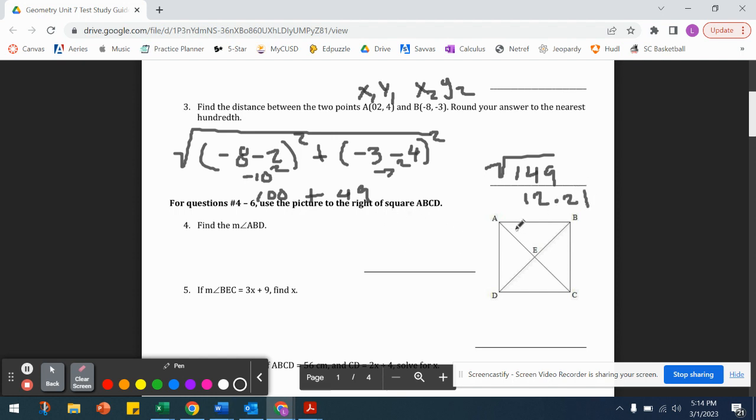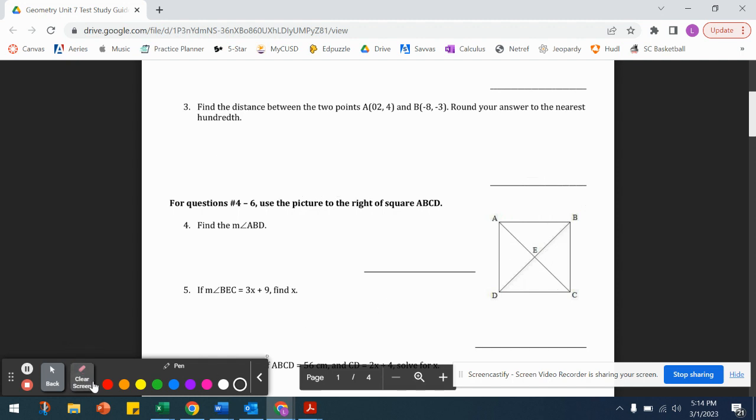Next one says a square. The thing you got to know about a square is a square has all right angles. And so these are all right angles. When it says ABD, well, we want a part of it. So just like a rhombus, these angles are cut in half so that this is a 45-degree angle. It's 45 and 45.